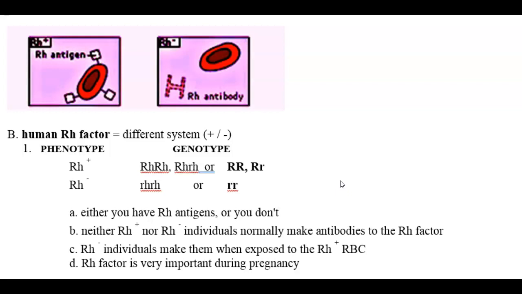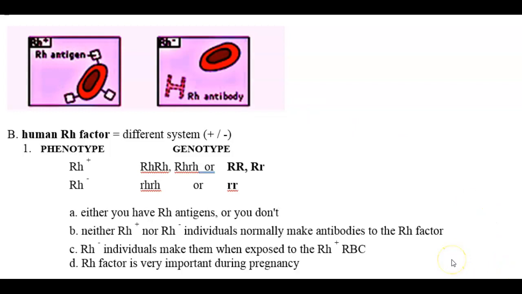So in this case, you either have it or you don't. Notice here, here's the antigen. No antigen. So these are positives, negatives. So those over here, look over here, with the positive, no antibodies. Negative, look, they have antibodies.